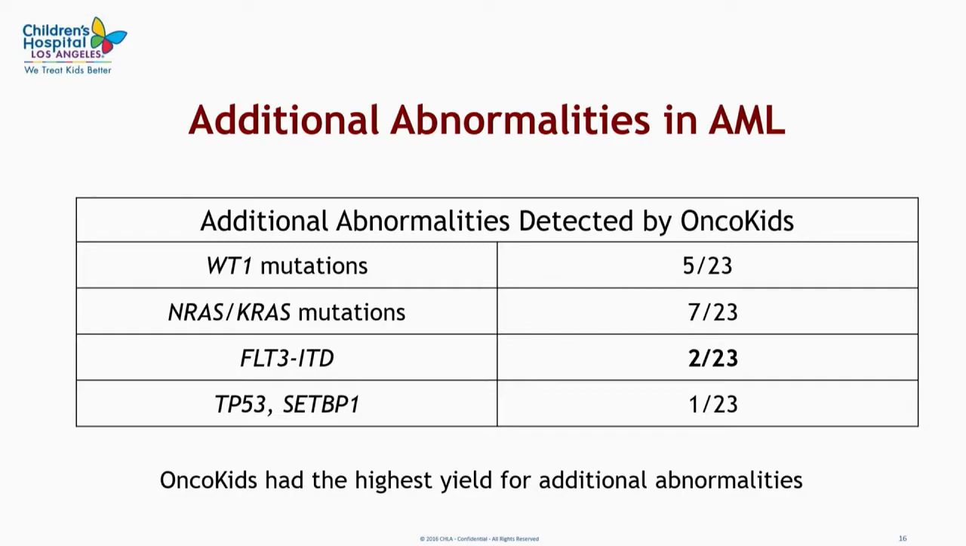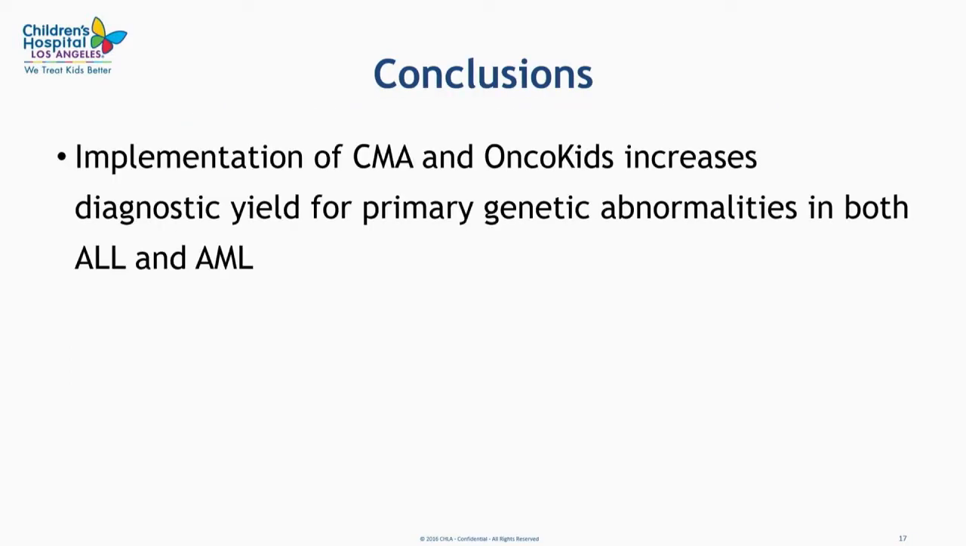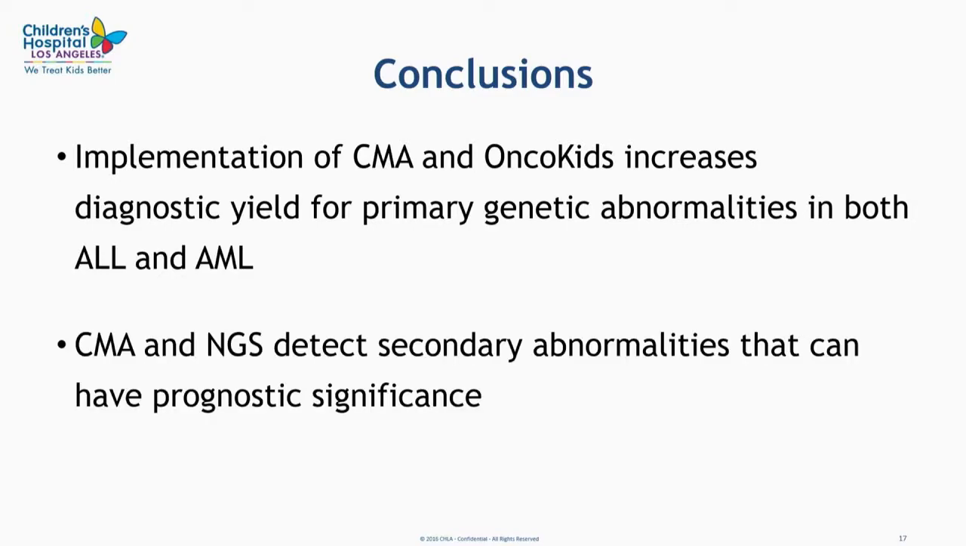So in conclusion, when we looked at the data, we were pleased to conclude that implementation of these additional assays, chromosomal microarray and OncoKids, did increase diagnostic yield for primary genetic drivers, key drivers, in both ALL and AML. And it also allowed us to detect secondary cooperating abnormalities in these leukemia cases. So we were getting a more complete picture and more complete genomic workup for all these leukemias.